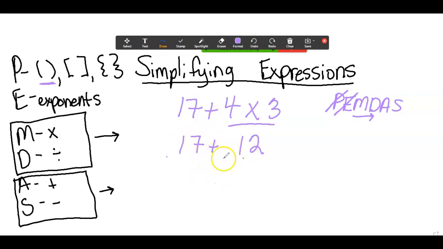Well, again, at this point, when you are left with only one operation, you can go over here and start crossing stuff off, but if there's only one operation, then that's the one you do. So 17 plus 12, doing that mentally, is 29. And that is how you simplify expressions.